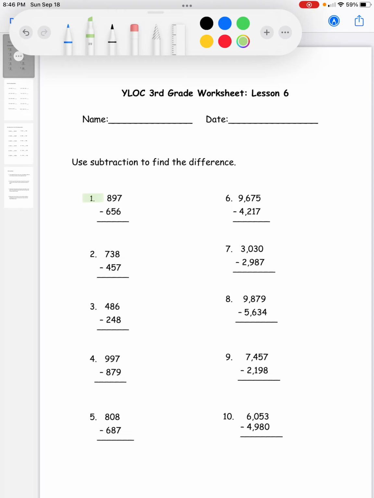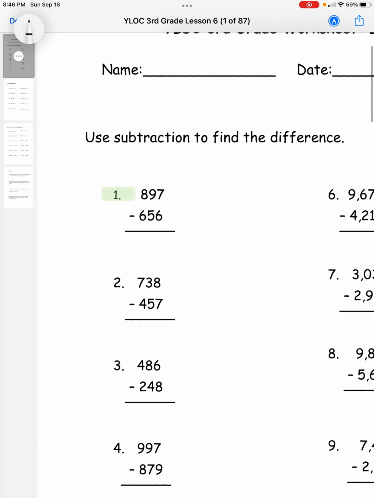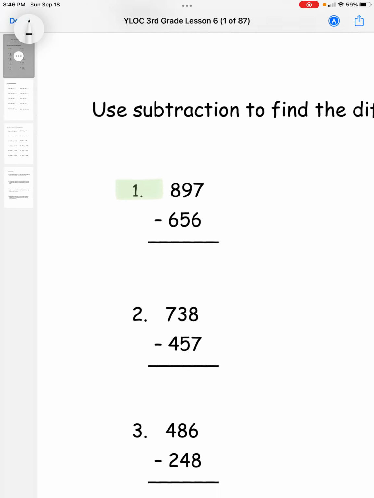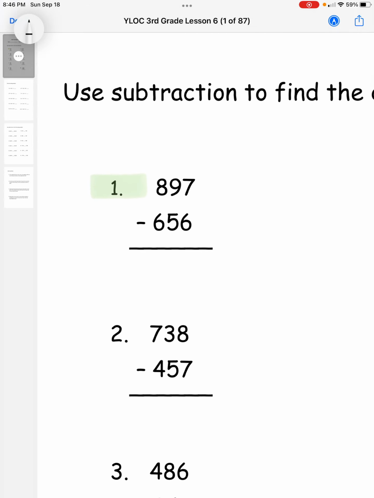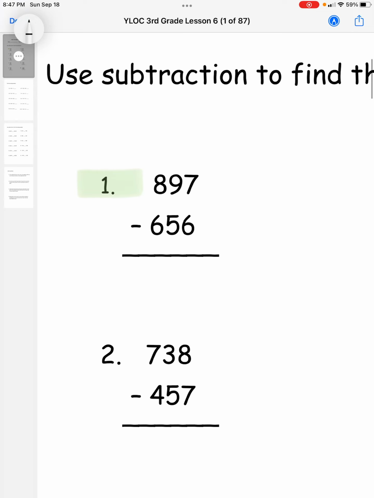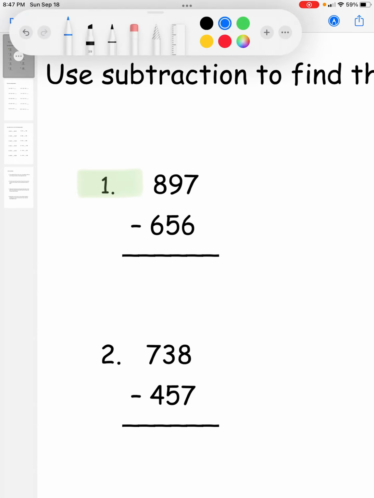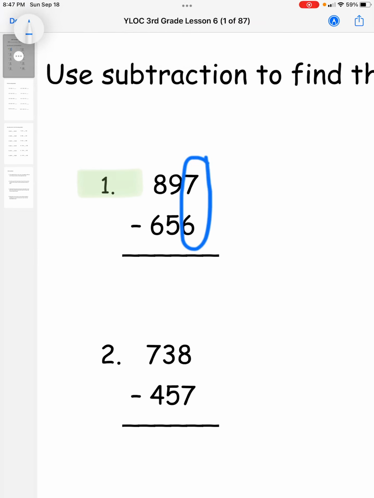So, the first question says use subtraction to find the difference. Let's look at question number 1. It's 897 minus 656. This is easy because all the numbers at the top are bigger than the second numbers, so you don't have to take any from the tens or the hundreds. Remember, you always want to start from right to left.